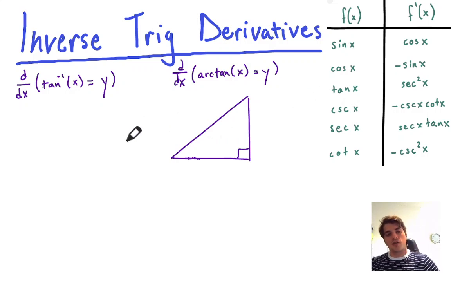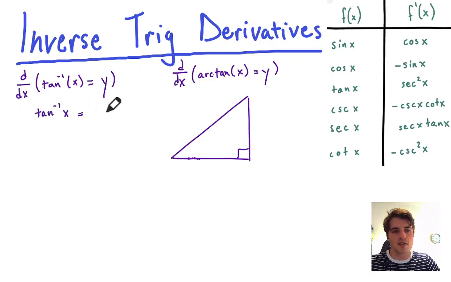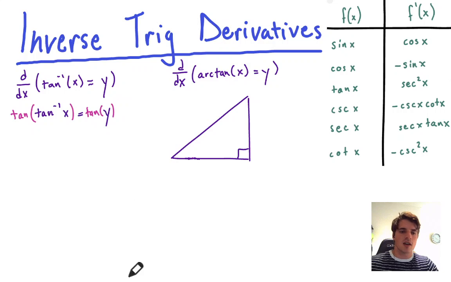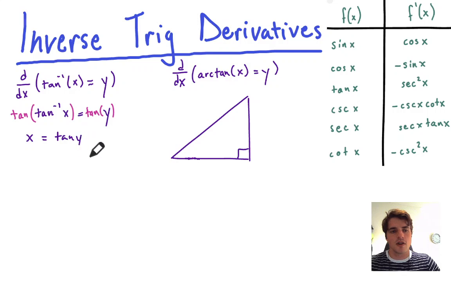And we continue doing inverse trig derivatives with tangent. I think I'm just going to go through the list as I have it. So we're taking the derivative of tangent inverse of x equals y. Once again, tangent of both sides, tangent of y. So we've got x is equal to the tangent of y.